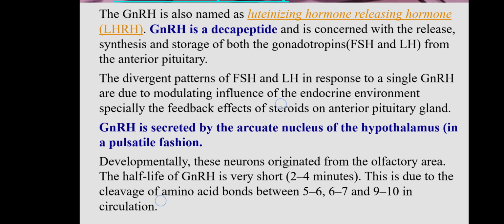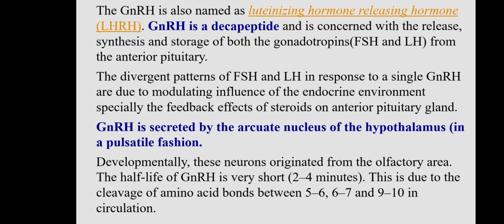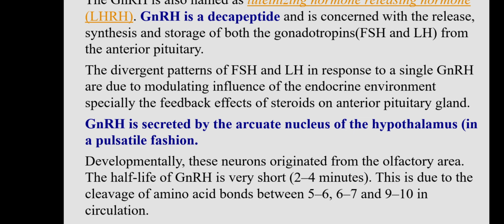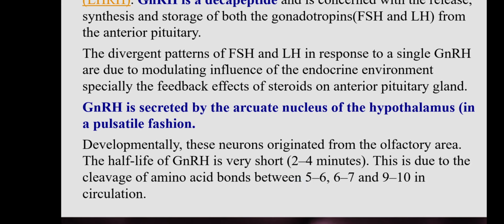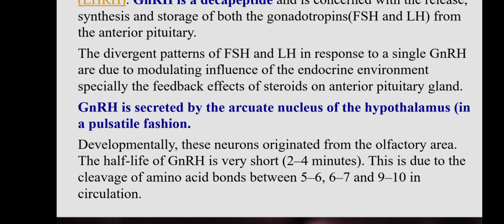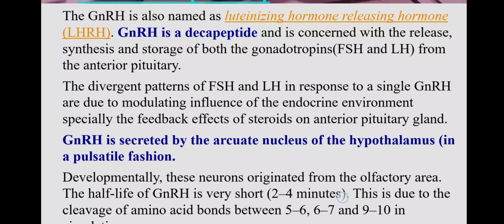Hence the half-life of the GnRH is very short. It is 2 to 4 minutes only because of the cleavage of the amino acid bonds between the 5, 6, 6, 7 and the 9, 10 in circulation. That's why its half-life is too short. It is acting only for 2 to 4 minutes.